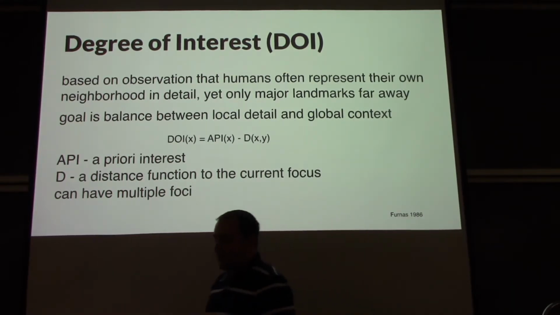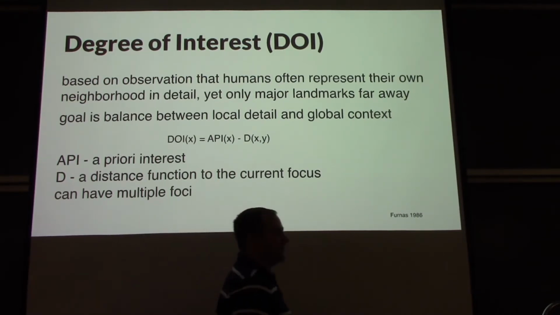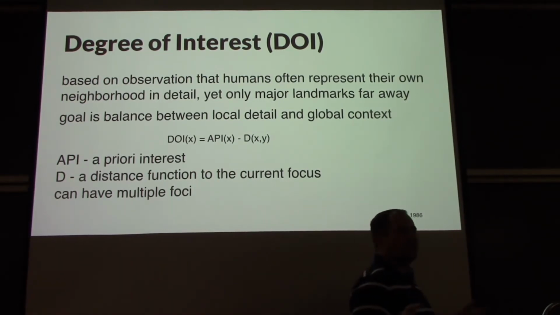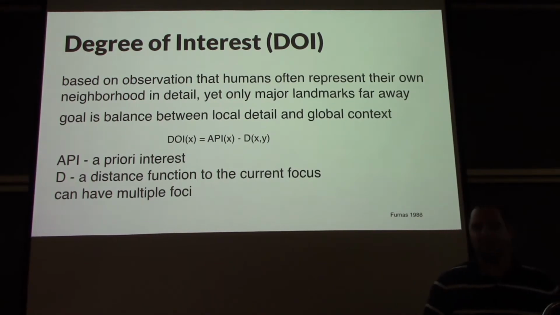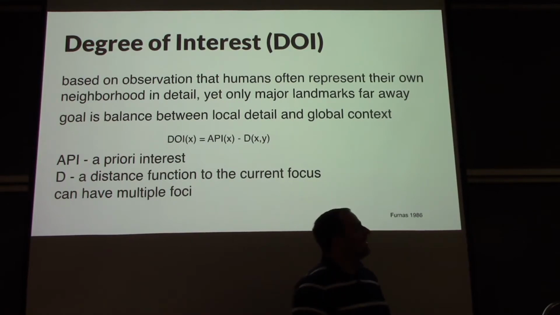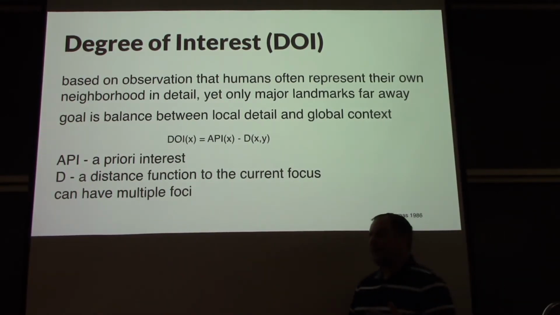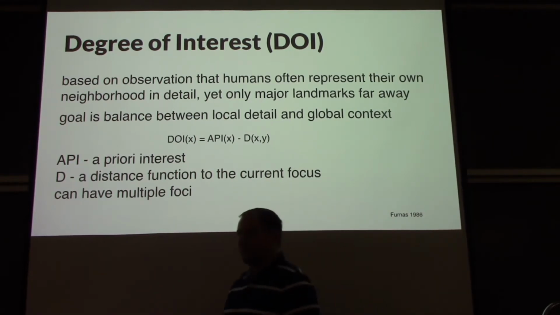So let me give you an example. If you were to visualize cities around the world, you would probably pick really big, important cities like London, New York, Paris, Los Angeles, Shanghai, and so on, to always visualize those. So those cities have a high a priori interest because they're important to many people.